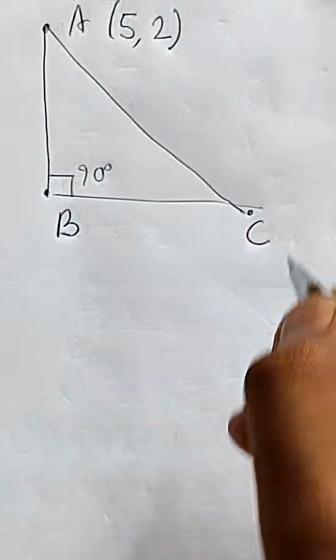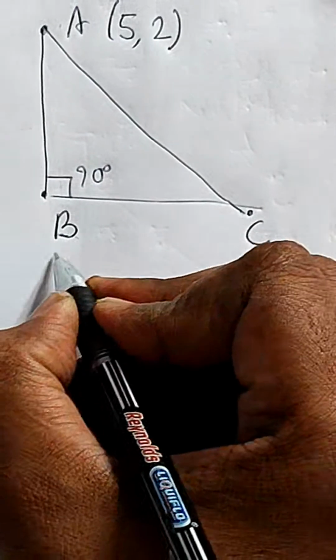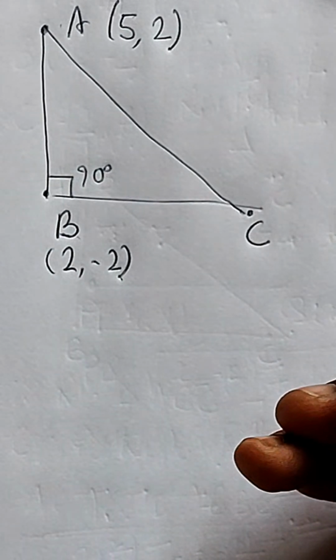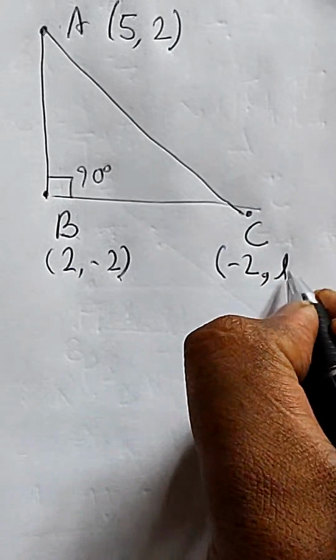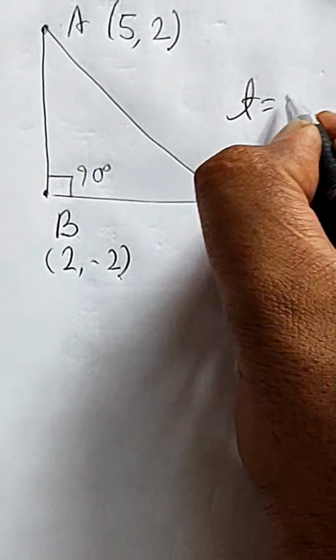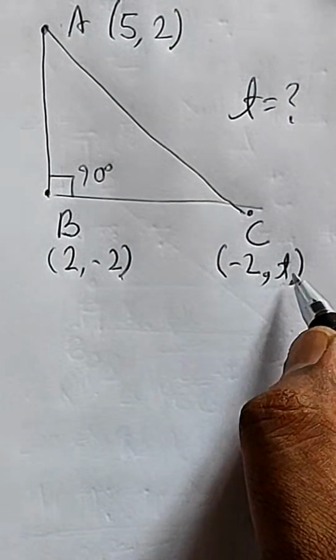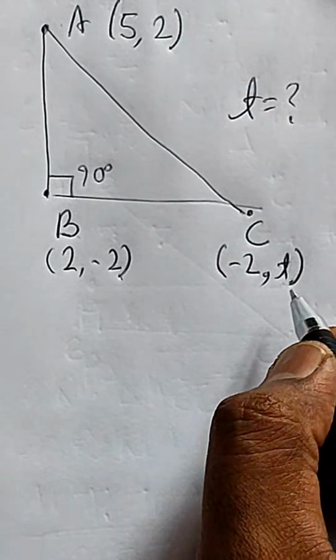A is 5, 2, right? And what are the coordinates of B? B is 2, minus 2. This is 2, minus 2. And what are the coordinates of C? It's given as minus 2 and T. We need to find the value of T. The ordinate of the vertex C is T, right? So we need to find this.